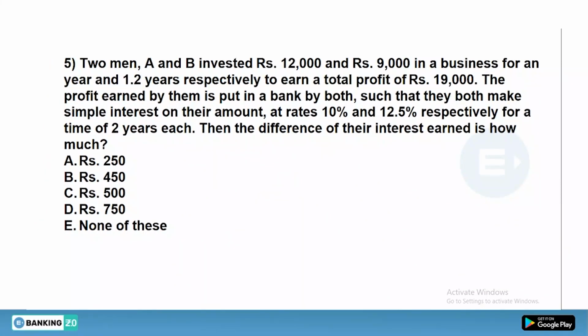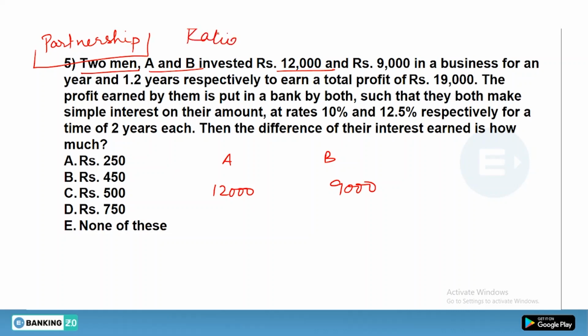As you can see, the next question is a big or lengthy question. You will get confused after seeing this lengthy question, but you don't have to worry about it. Two men A and B invested 12,000 and 9,000. Let me give you a very clear idea that this partnership is a very lengthy, or you can say very calculative section, but I am going to teach you in a very efficient way, and that way is nothing but the ratio method. Once you get the ratio method as your concept, you will definitely be able to solve any question.